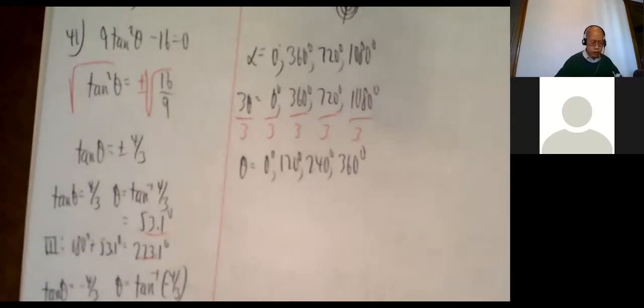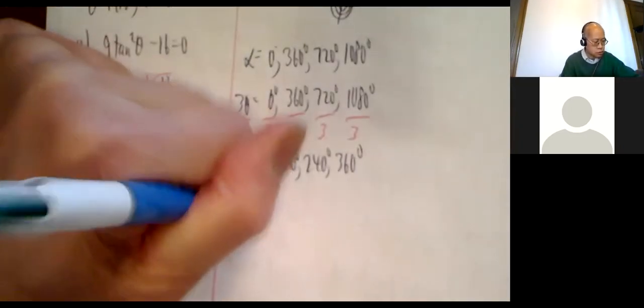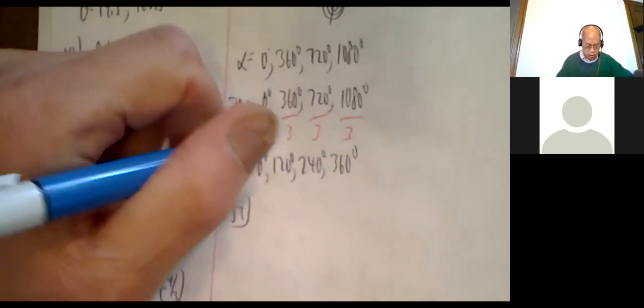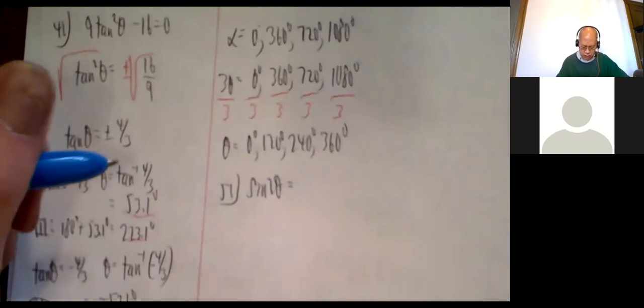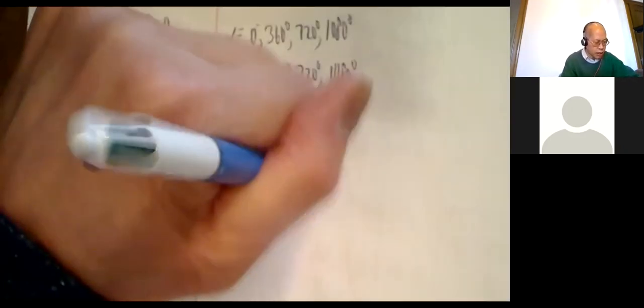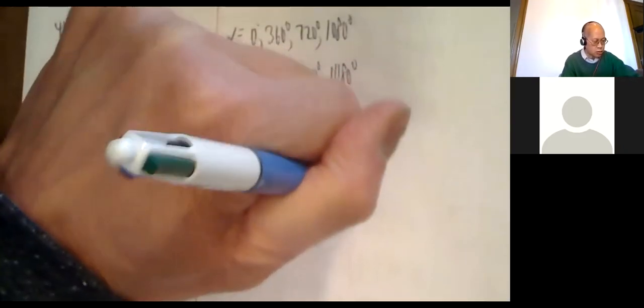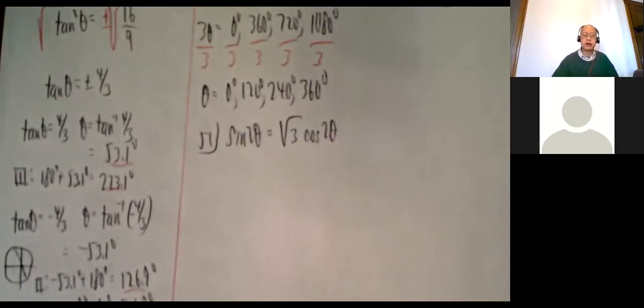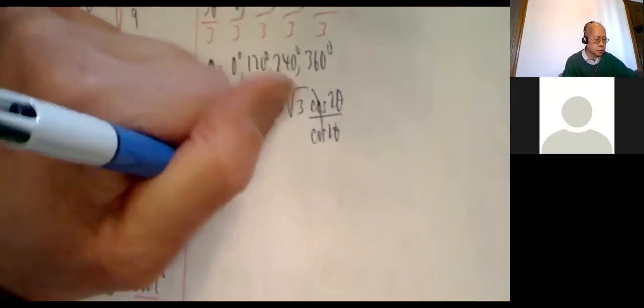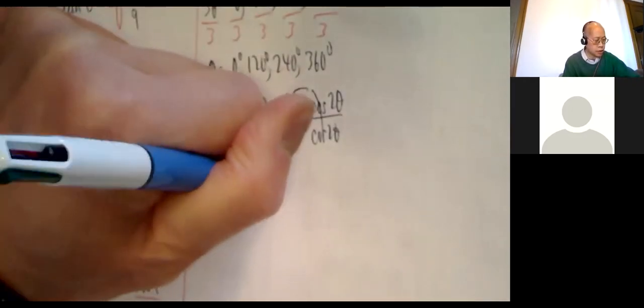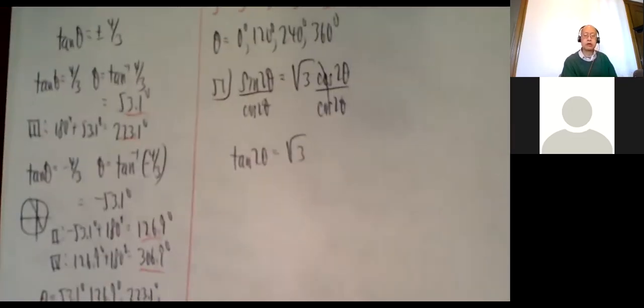Number 51. Sine 2 theta equals radical 3 cosine 2 theta. Divide by cosine 2 theta. Cancel. Tangent 2 theta equals radical 3.